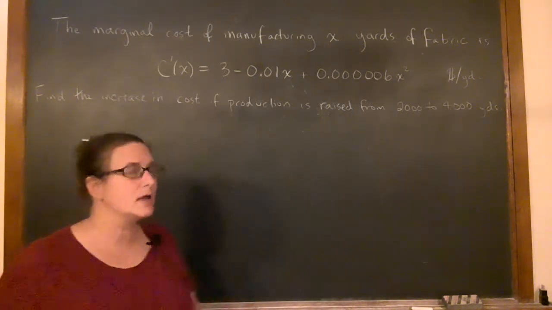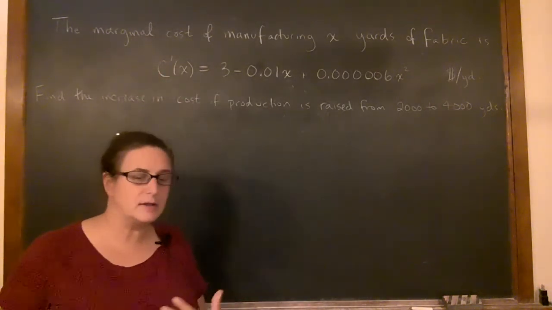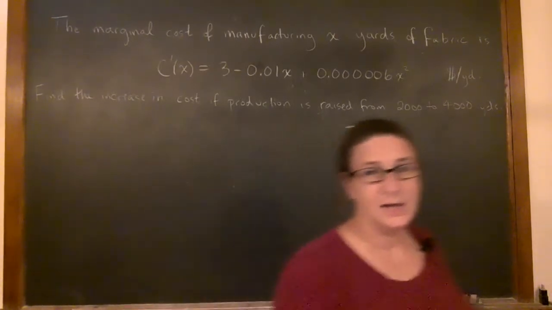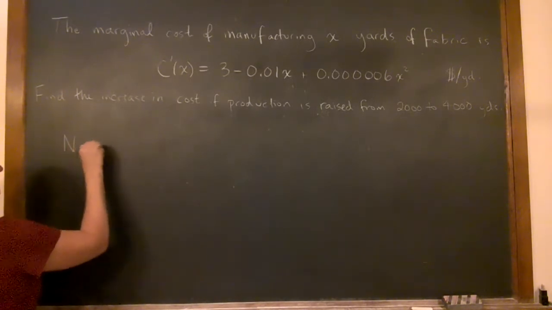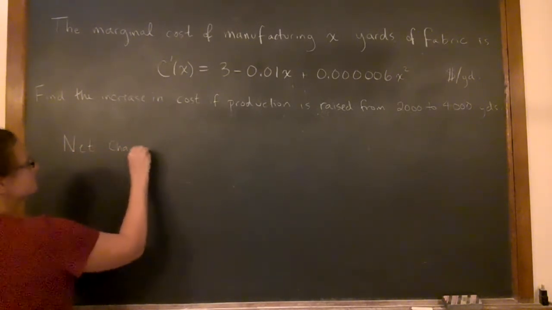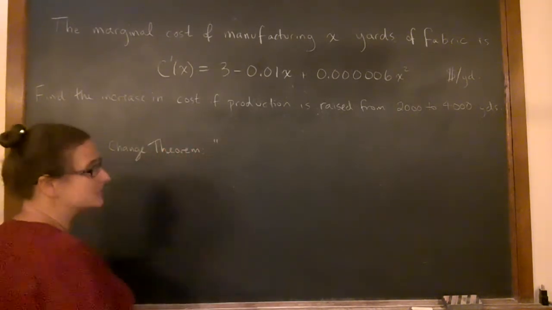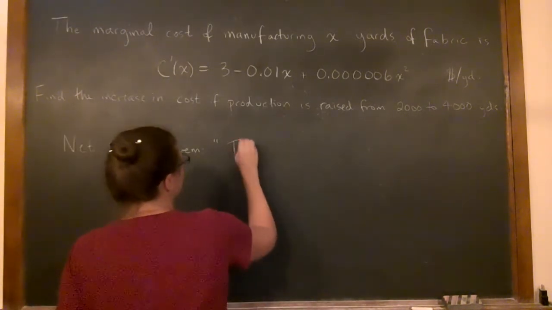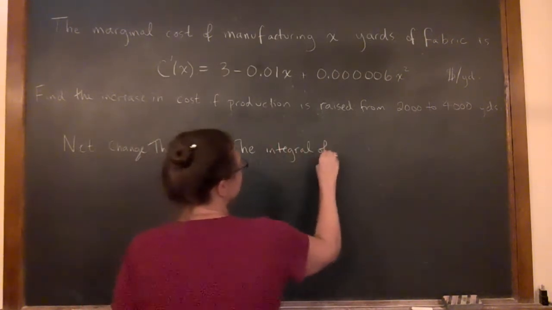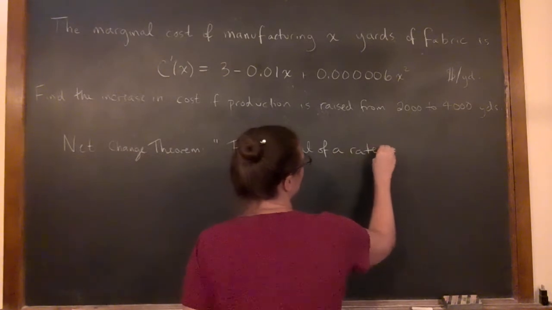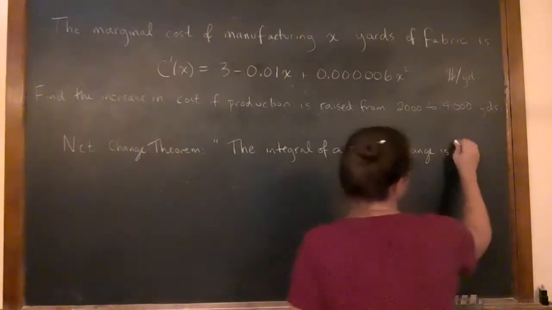So you imagine, okay, you're given a derivative. We want to find the antiderivative, we want to take the integral. But what are we really doing? This thing has a name. It's called the Net Change Theorem. And the statement of the theorem is very simple. It is the integral of a rate of change is the net change.